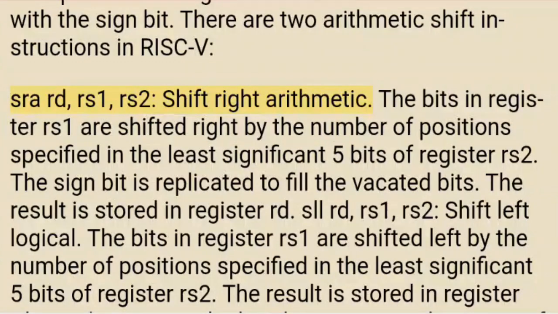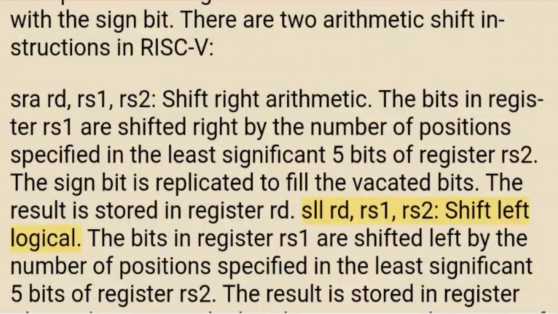SRA rd, rs1, rs2: shift right arithmetic. The bits in register rs1 are shifted right by the number of positions specified in the least significant 5 bits of register rs2. The sign bit is replicated to fill the vacated bits. The result is stored in register rd.